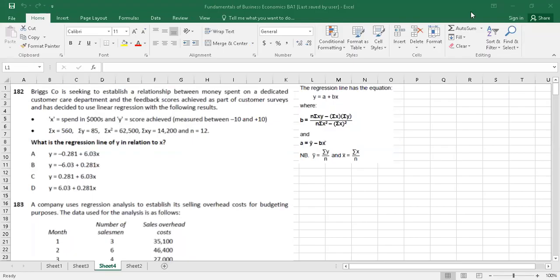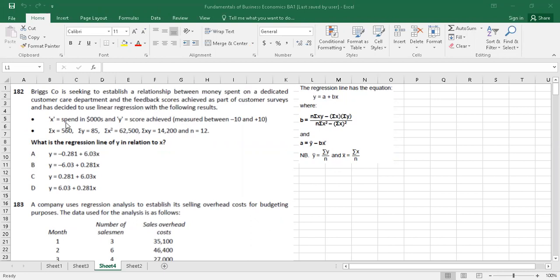And then we'll solve these questions. So there's a question number 182. It says BRICS company is seeking to establish a relationship between money spent on a dedicated customer care department and the feedback scores achieved as part of customer service, and has decided to use linear regression with the following results. So this is the question. This is the formula I just pasted here.